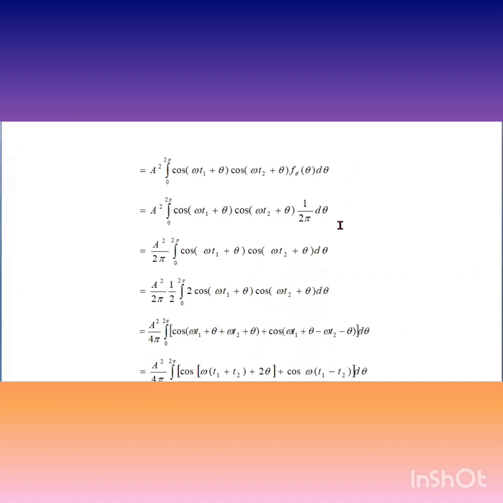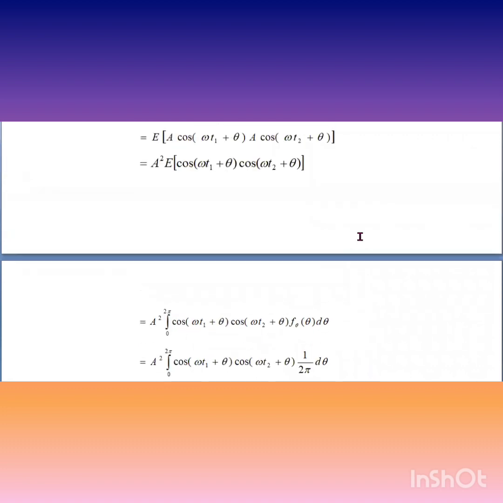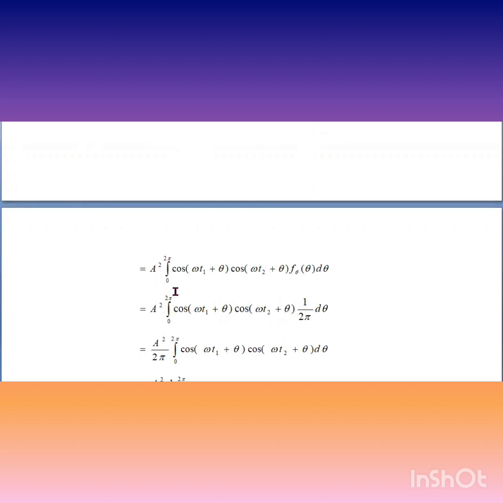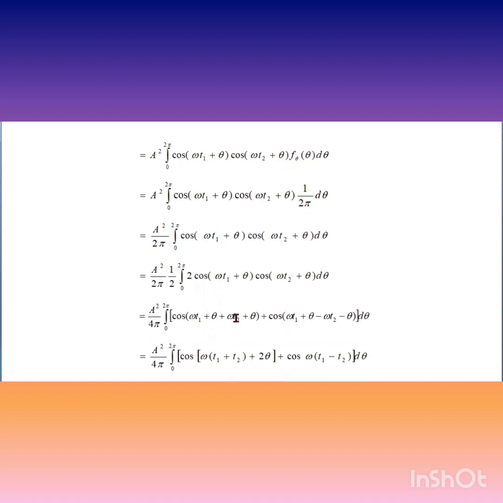Therefore, I am going to apply the formula. What is the formula? The cos A cos B formula, you can use it. So A squared, integral over 0 to 2π of cos(ωt1 + θ) cos(ωt2 + θ) f(θ) dθ. What is f(θ)? It is 1 by 2π. So A squared divided by 2π, integral over the limit 0 to 2π of cos(ωt1 + θ) into cos(ωt2 + θ) dθ.